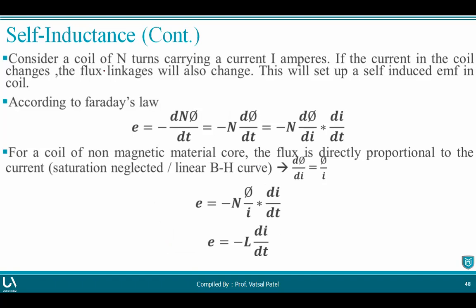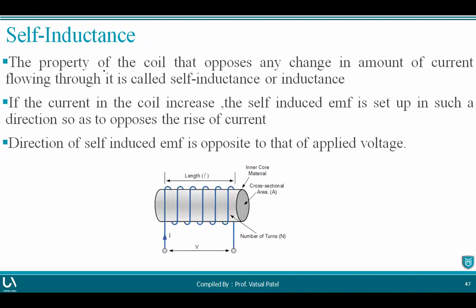If the current in the coil changes, the flux linkages will also change. That we already derived, right? So this will set up a self-induced EMF in the coil. According to Faraday's law, E is equal to minus N d phi by dt, right? And why the minus sign is there, we already discussed in the previous part: whatever the property of the coil, it will oppose any change in the amount of the current flowing through it, that is what we call self inductance.